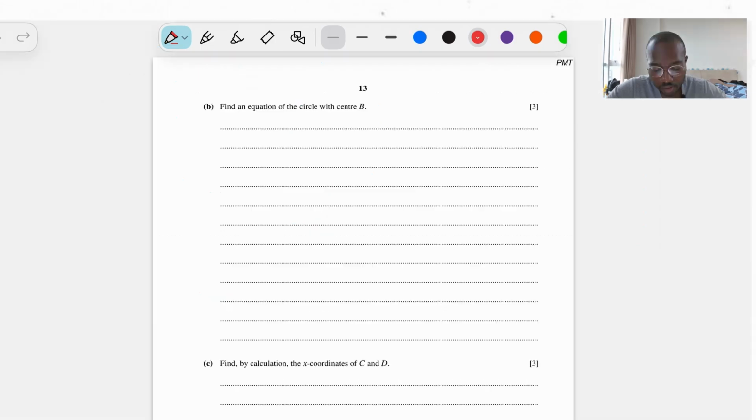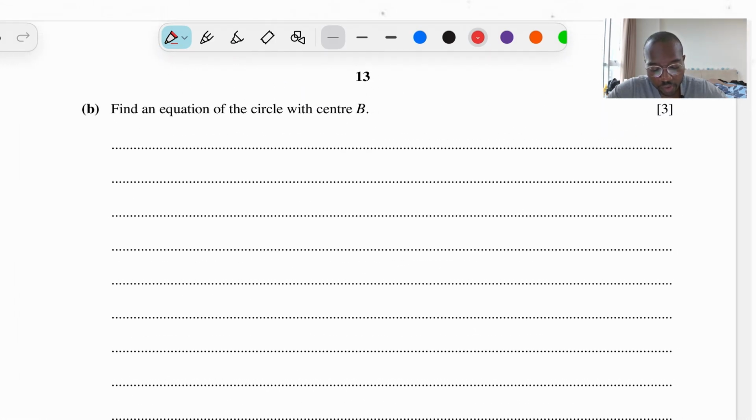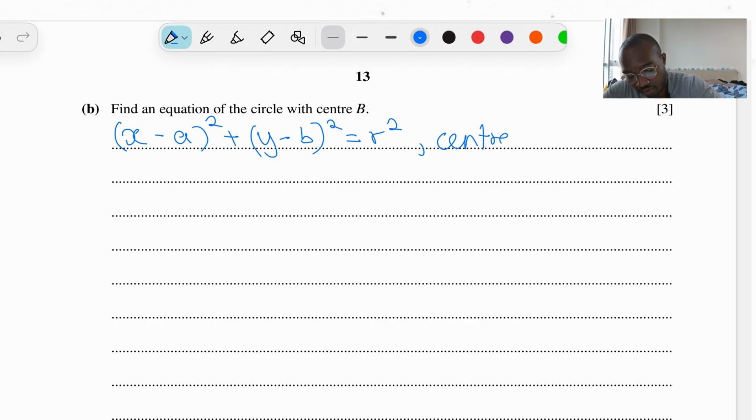Now for part B, we need to find the equation of the circle with center B. So what do we need to know? The equation of any circle is x minus a squared plus y minus b squared is equal to r squared, in relation to a center of a, b and the radius r.